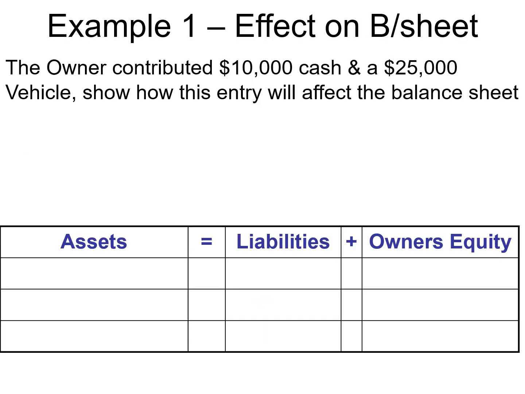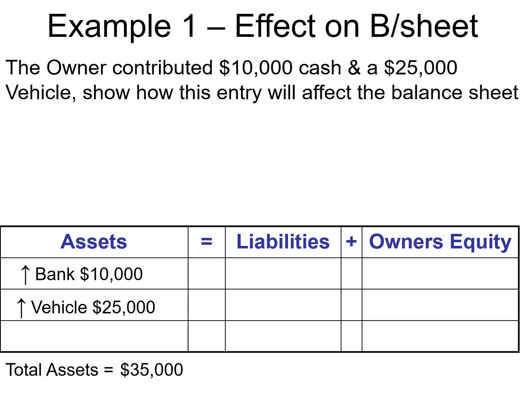All right, so for this first one, we've got a capital contribution of 10K plus a 25K vehicle, and we've been asked to show how this will affect the balance sheet. So let's start with our bank balance, which will increase by 10K. So whatever the bank balance was before, we're going to up it by 10 grand. If it was an overdraft, we need to be a bit careful with that because then it's going to be in the liabilities section. We've also contributed a vehicle, so that's going to get listed under the non-current assets.